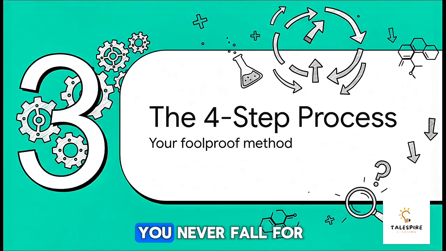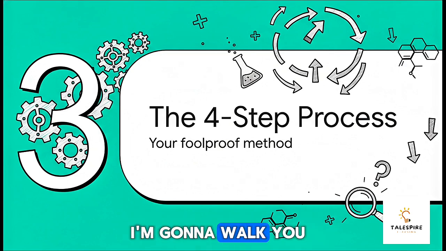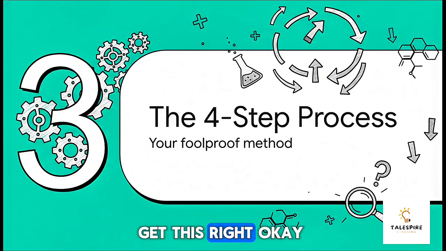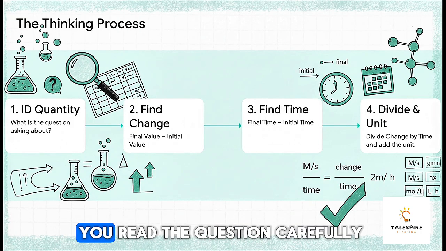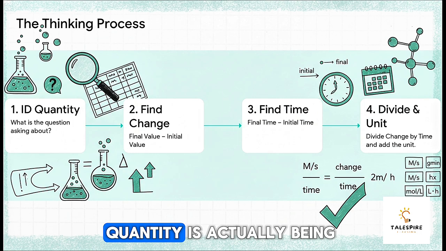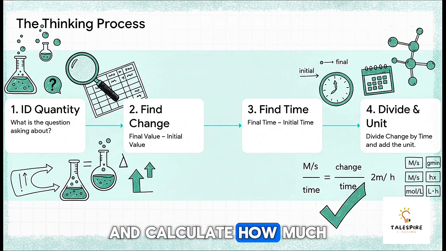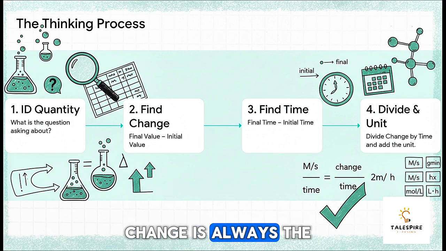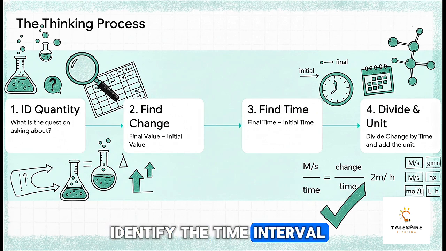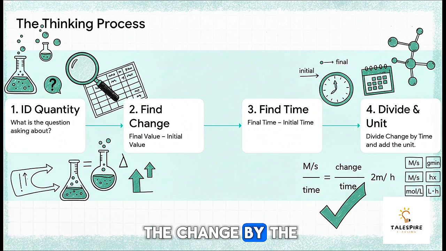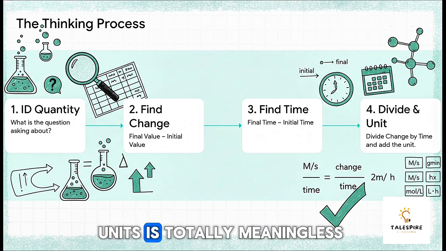So to make sure you never fall for this trap again, I'm going to walk you through a foolproof thinking process that you should use every single time to get this right. First, you read the question carefully to figure out what quantity is actually being measured. Second, you find that quantity in your data table and calculate how much it changed. And remember, change is always the final value minus the initial value. Third, identify the time interval, which is just the final time minus the initial time. And finally, step 4, you divide the change by the time, and you always, and I mean always, write the unit. A rate without its units is totally meaningless.